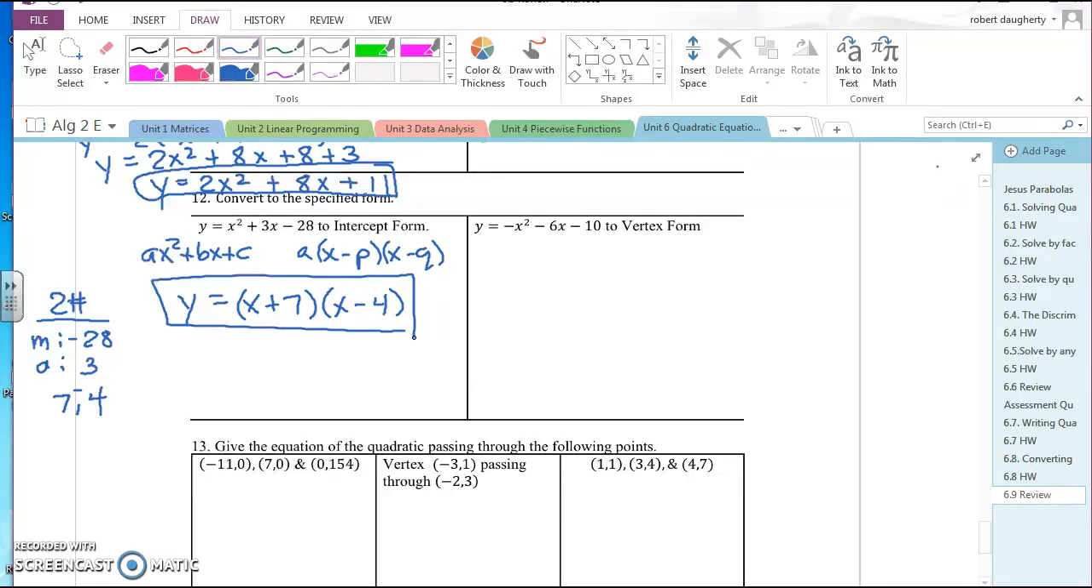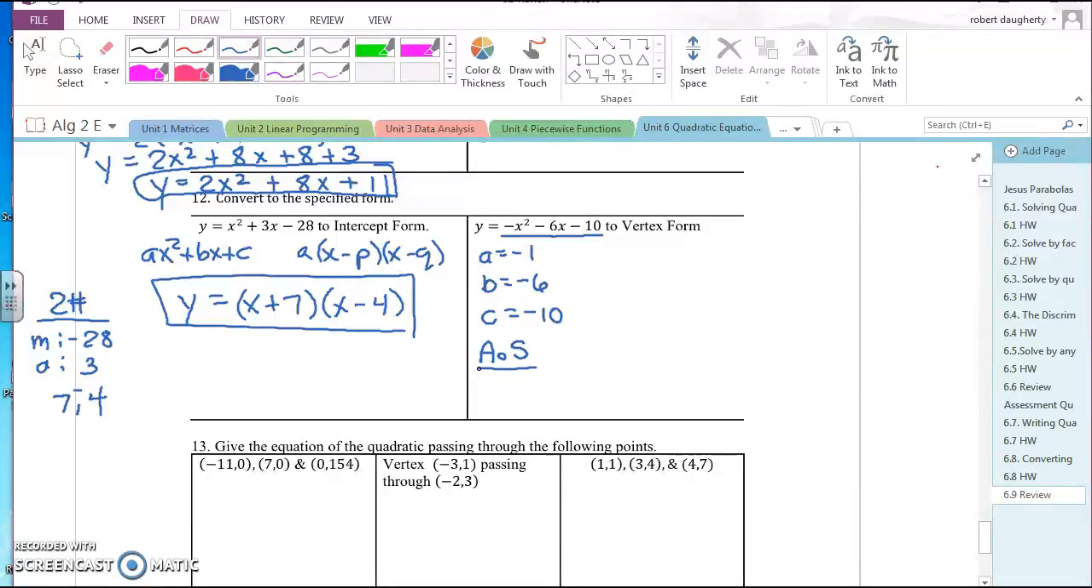Now, this is probably the hardest one, anytime you need to get something into vertex form, okay? So in order to get this to vertex form, I'm going to have to do a couple of tricks. First, I need to figure out what negative b over 2a is, and that's going to help me find the vertex. So in this case, I'm going to write a equal negative 1, b equal negative 6, and c equal negative 10.